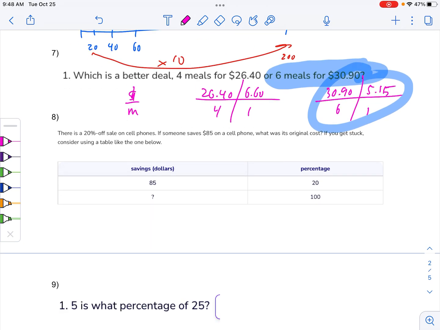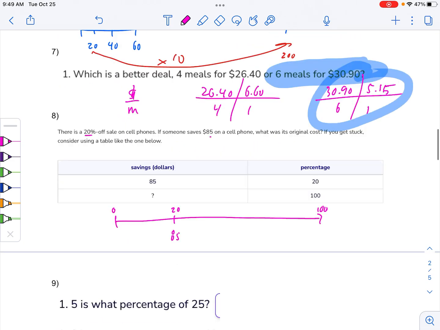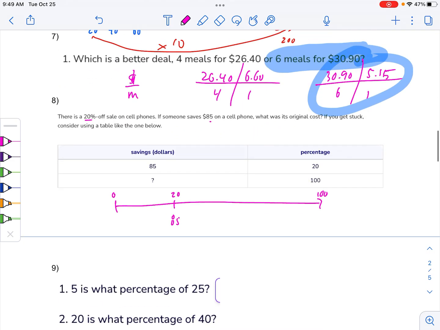There's a 20% sale off on cell phones. Yay. If someone saves $85 on a cell phone. Okay, let's try this a couple different ways. I'm going to try a number line to see if this can help me get there. So if this is 100%, and we got 0%, and I know that 20% off is $85. So that means 10%. 10% is always helpful. $42.50.